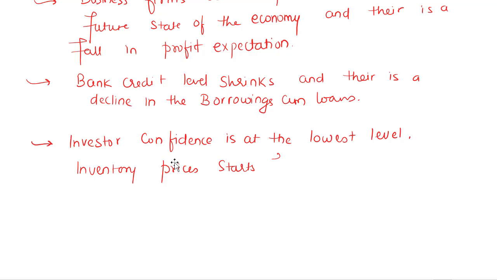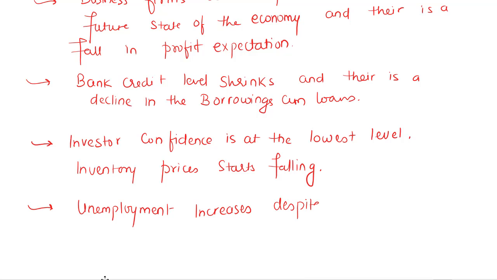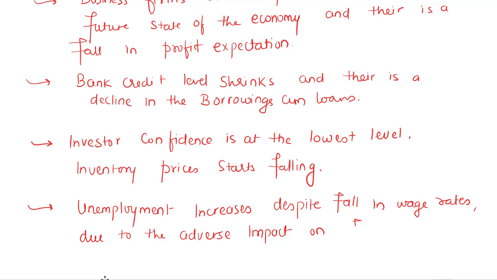Inventory prices start falling. Next, unemployment increases, despite the fall in wage rates, due to the adverse impacts on the factor markets.